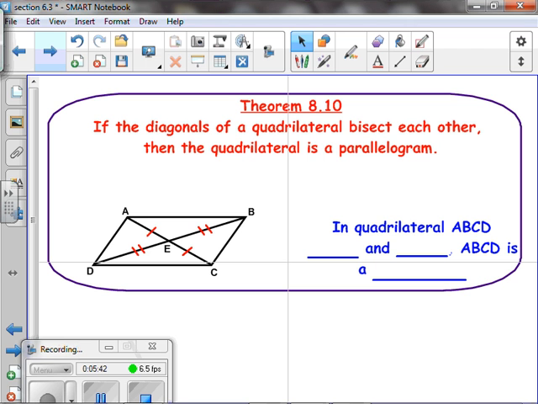And we come to our next theorem. If the diagonals of a quadrilateral bisect each other, then the quadrilateral is a parallelogram. Okay? Okay. So all that is really saying.